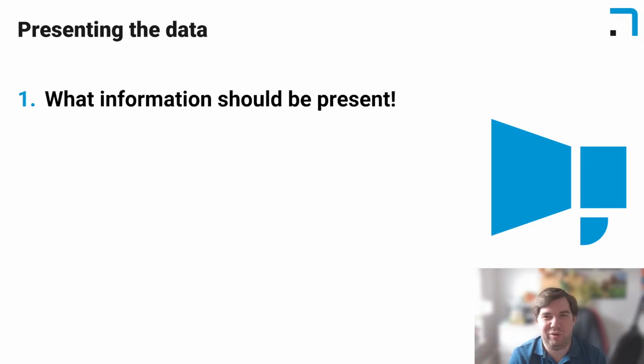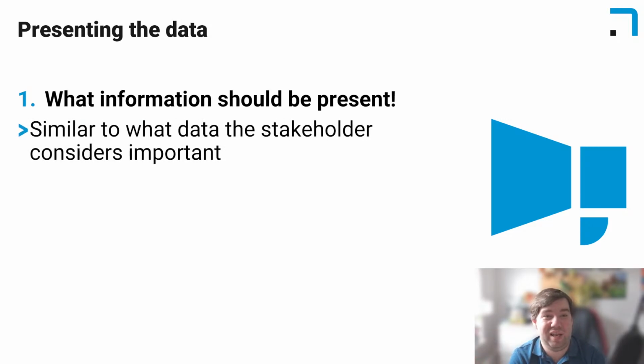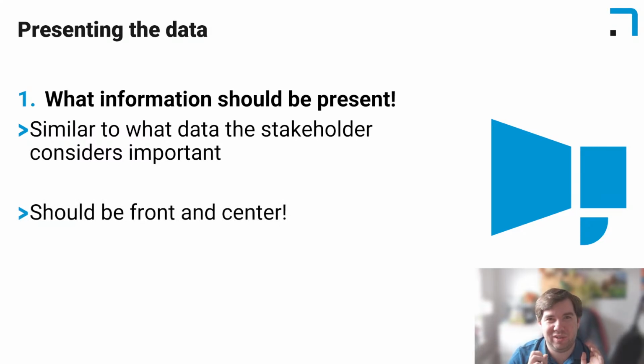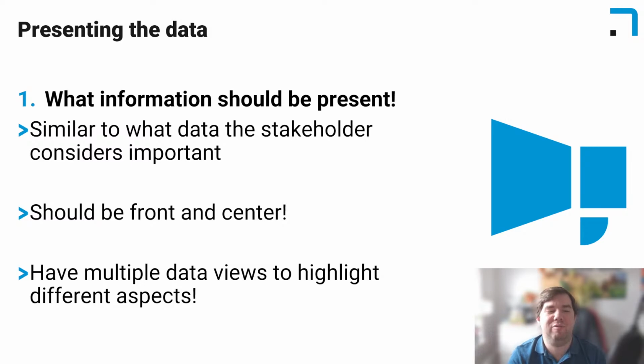Well, as you might already be thinking, this is very similar to what data the stakeholder actually considers important in our testing reports. And namely, this information should be front and center. It needs to be there, it needs to be clear. As well as, if the report you're making allows for it, it's a good idea to have multiple data views to highlight different aspects of this information. Break it down, make it useful, make it so they can actually understand how this is working together.